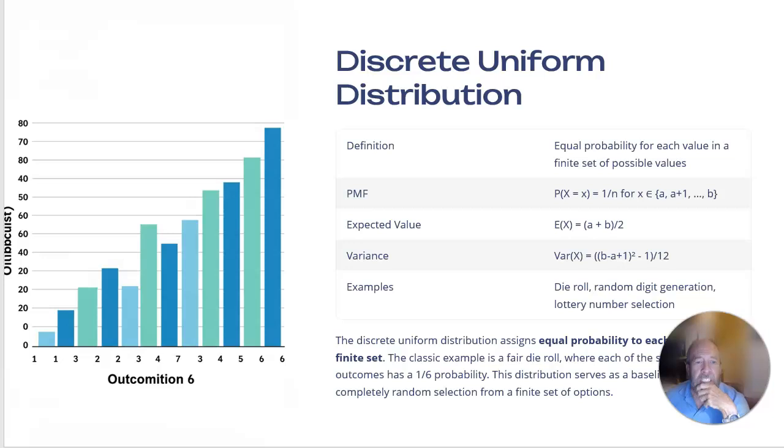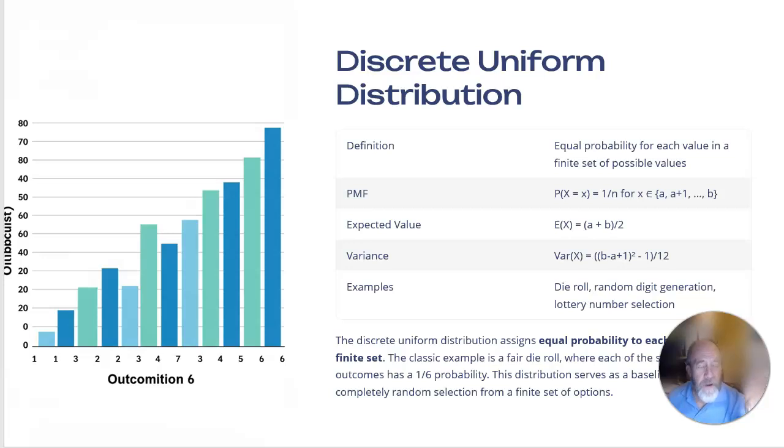All right, discrete uniform distribution. Now, the definition, and this is one you have to think about: equal probability for each value in a finite set of possible values. This one is pretty straightforward because the classic example is the dice roll. Every single possible number has the same probability of occurring.